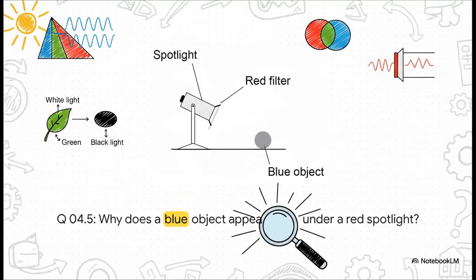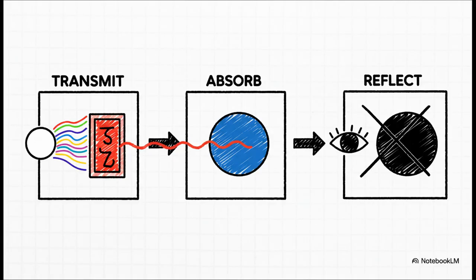Okay, last one, 04.5. This is a classic 3-mark question that pulls together our knowledge of light, filters, and color. We've got a spotlight with a red filter, and it's shining on a blue object. The big question is, why does that blue object look black? To get all 3 marks here, you have to build a logical argument with 3 specific points.